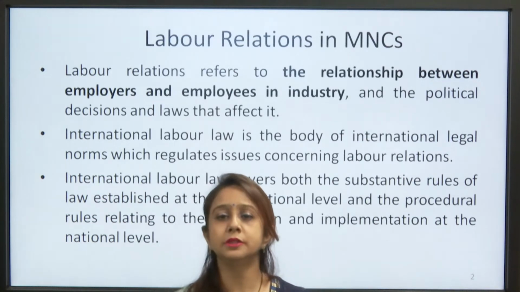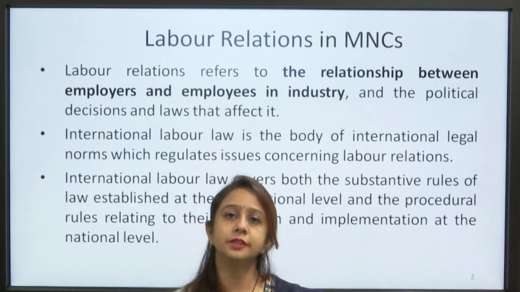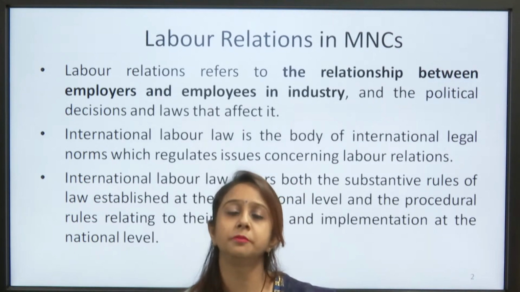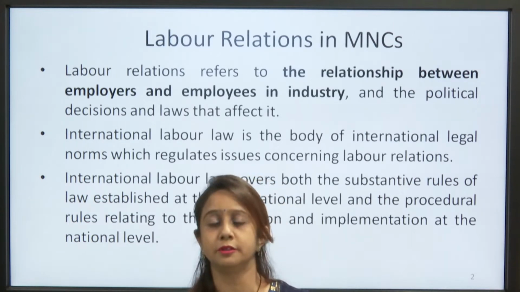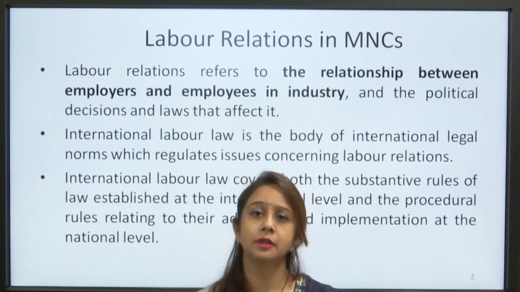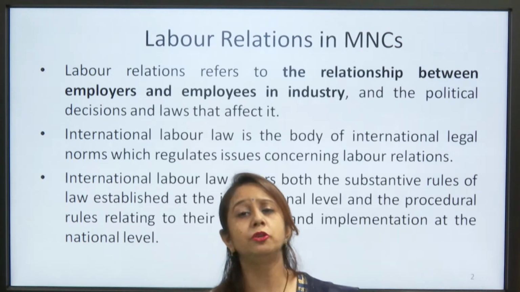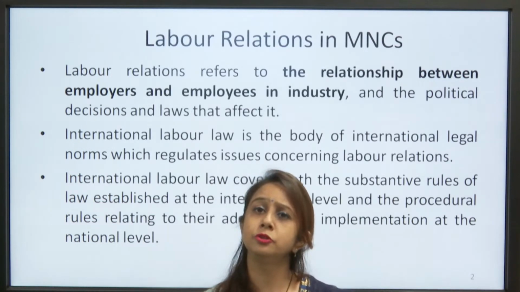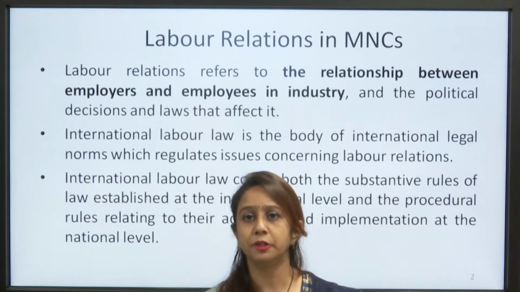Now when we talk about labor relations, it refers to the relationship between employer and employee in the industry, and political decisions and laws that affect it. Talking about labor relations is not as simple as talking about the relationship between employer and employee. It is a complex process, because employers have their own demands related to productivity and efficiency, while employees have their own demands which may be related to wages, productivity, efficiency. They may be related to health issues, safety issues within the organization. They may also be related to various political rules and regulations that are applied on all the organizations, and laws that affect these particular factors.